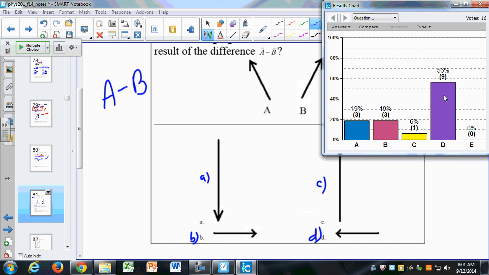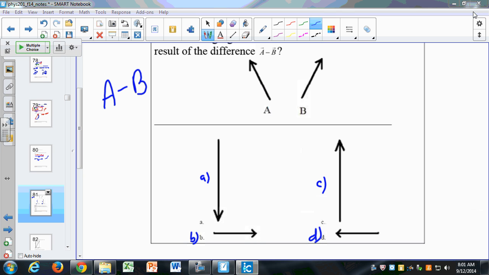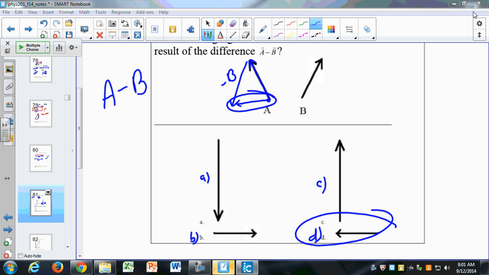Okay, we're sort of all over the board, but D is the right answer. To do this, we first draw the vector A, like this, and then we draw the vector negative B. So negative B will look like that. And then we connect from the beginning to the end. That's going to be our difference, which is D. That is what I marked correctly, isn't it? D? Yeah, that's very good.